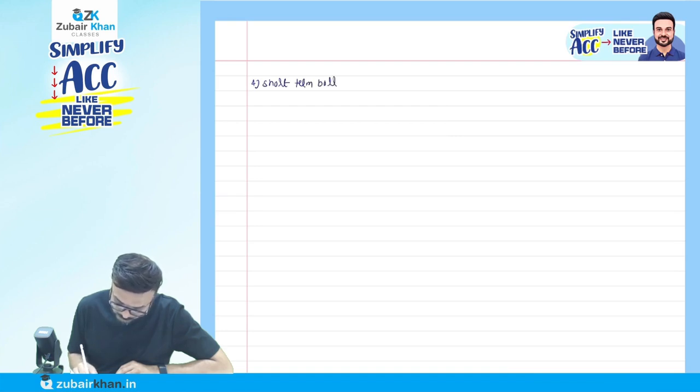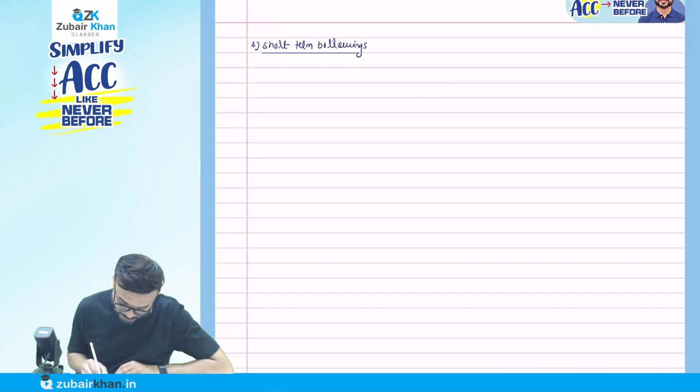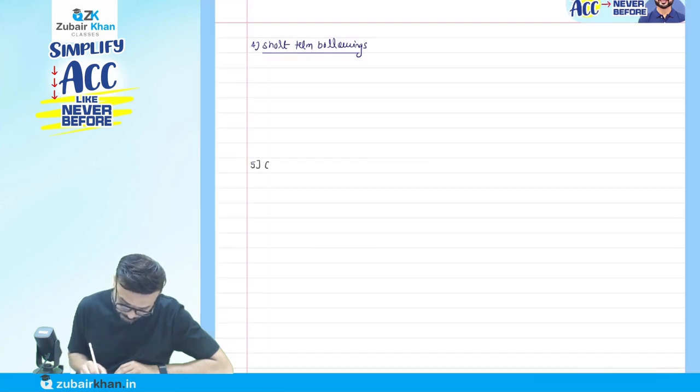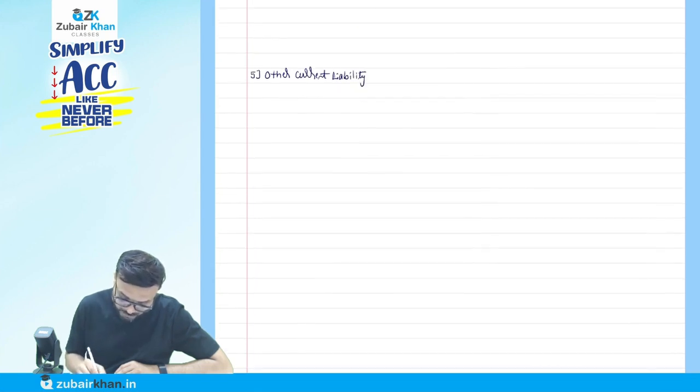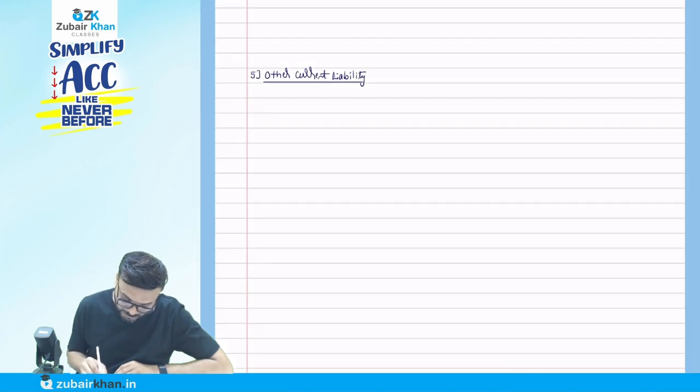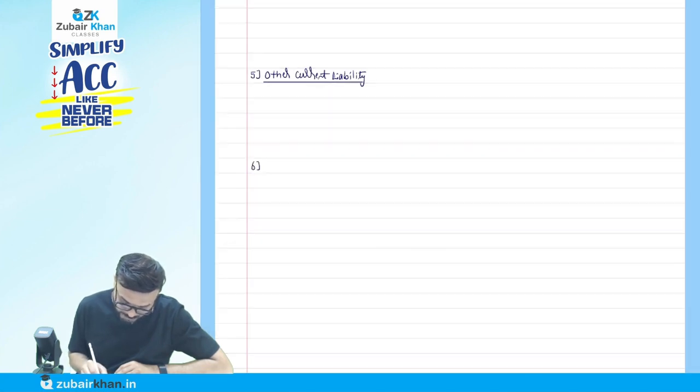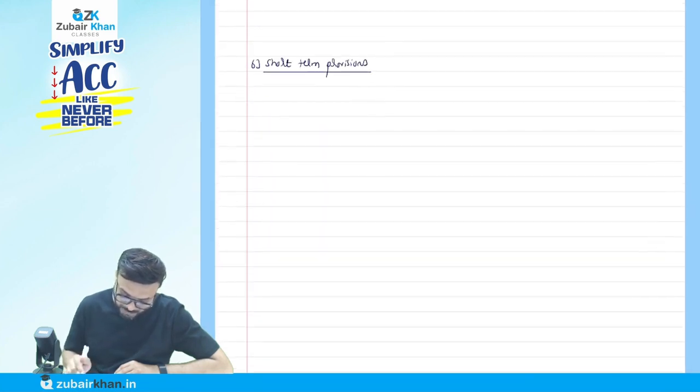Okay, then here fourth notes to account is short term borrowings. Keep the space of 6-7 lines. Then fifth, other current liability. Okay, 3-4 lines. Then here 6, short term provisions. Okay, short term provisions, that's 3-4 lines.